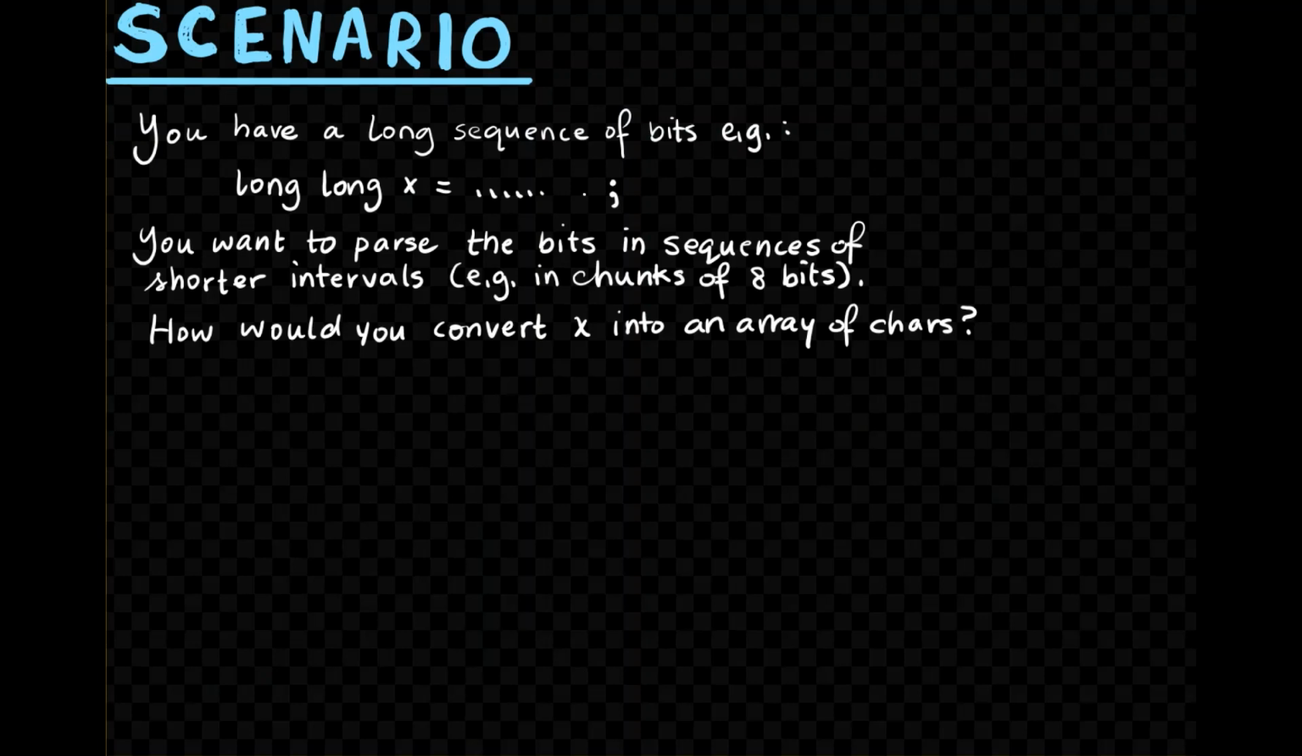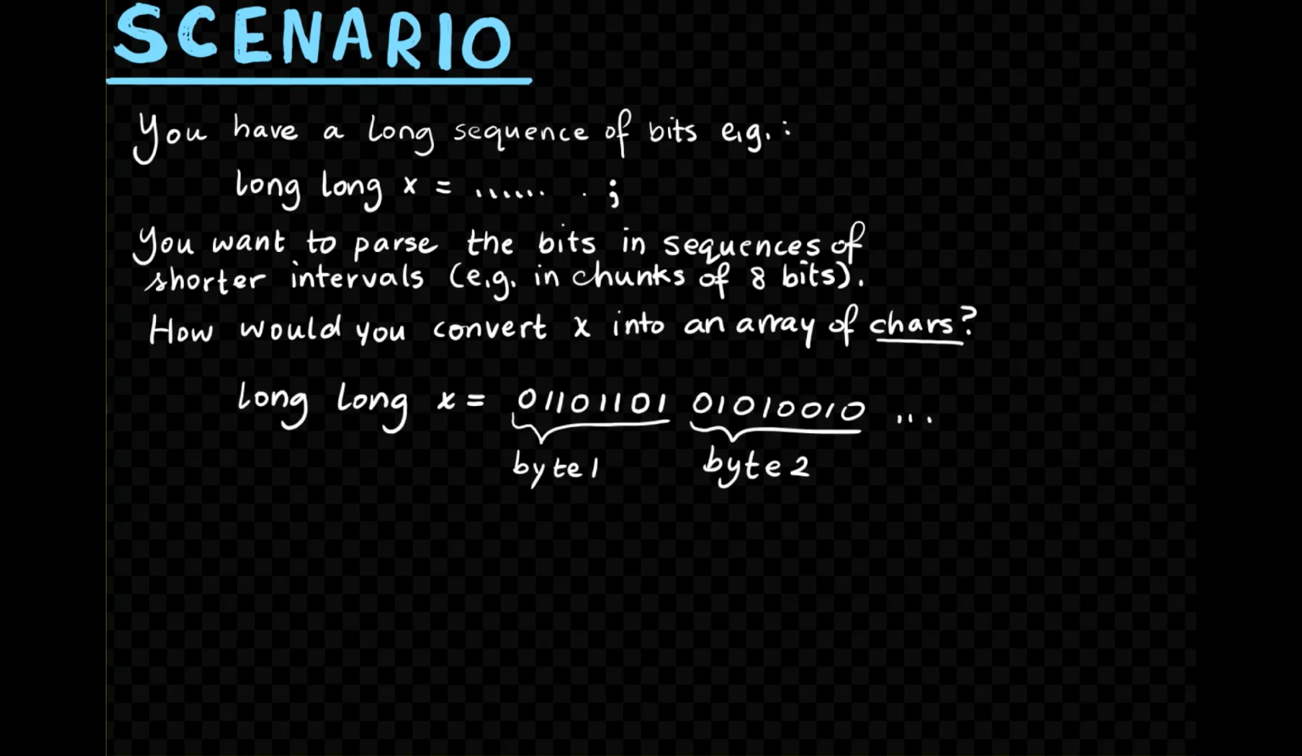Okay, now consider this scenario. Just take a minute to read this. You have a long sequence of bits and you want to parse the bits in shorter intervals, for example, in chunks of 8 bits, so chars. And how would you convert X into an array of characters? So I'll give you an example. Let's say the starting bits are like so, and this continues down for however many bits a long is.